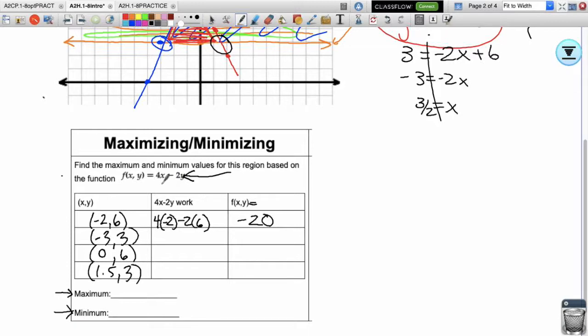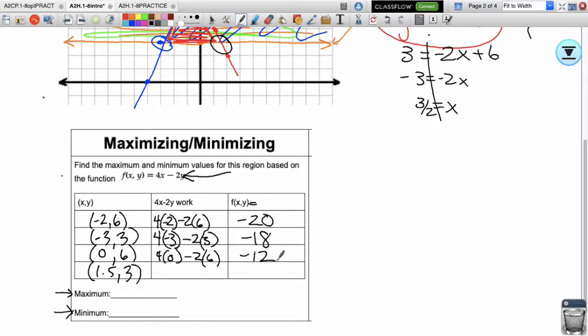So we'll just plug those in quickly, make sure we have it nice and clear in our notes. We're doing 4 times our x value, the x is -3, minus 2 times our y value, which is 3. So 4 times -3 is -12, -2 times 3 is -6, -12 and -6, -18. Now I'm going to plug in 0 for x. Minus 2, and instead of y, I'm going to put in my 6. So 4 times 0 is 0, and then 2 times 6 is 12, so -12.